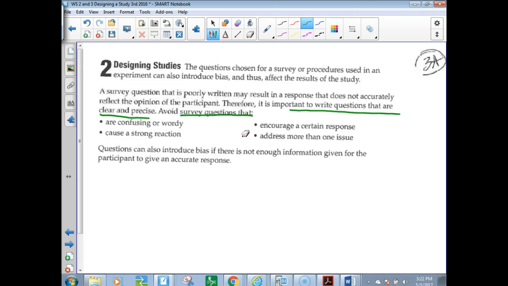Did you ever have a question that you didn't know how to answer because part of it you agreed with and part of it you didn't? I bet you have, or you've read a question and said, well, wait, how am I supposed to answer that? It's asking me two different things. It should be very concise. It should address only one issue at a time. So the other one was the ones that encourage a certain response.